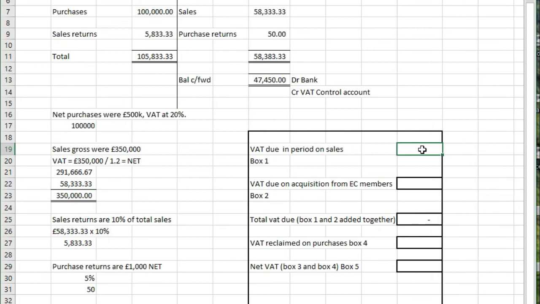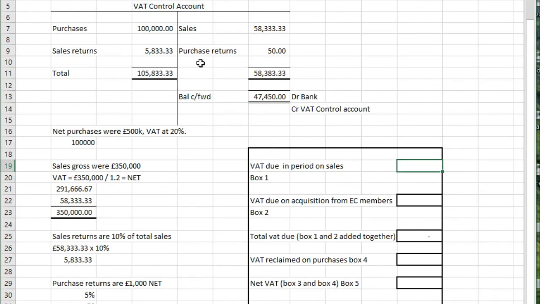So if we have a look at the VAT due in the period on sales, that is just the sales figure here, so the VAT on sales minus the sales returns of 5,833. We don't have any VAT due on acquisition from EC members. The total VAT due in box 3 is just box 1 and box 2 added together, and then VAT reclaimed on purchases, which is box 4, is just the £100,000 over here minus the purchase returns over here. So we have 99,950. And then the net VAT due is just going to be box 3 minus box 4.